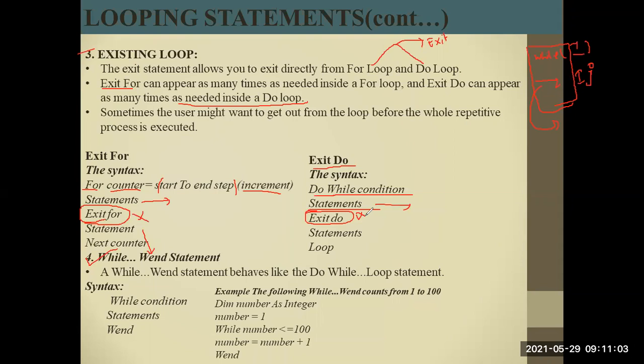Exit do: what will we do if the condition is true? If the condition is true and you want to forcefully come out of this loop, you can come out of it. Otherwise, you can continue the loop as usual. So you have to remember the exit statement when we are using it in any looping condition. It basically allows a user to exit directly from the loop. So we can directly exit from the loop even though the condition is true.